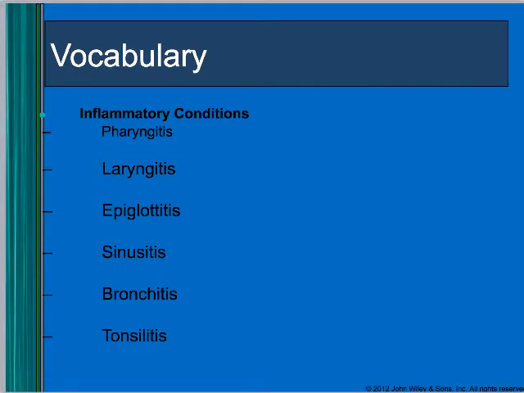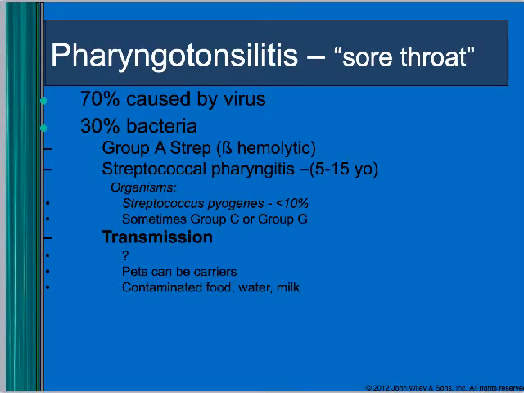Okay, there's a bunch of vocabulary words that I feel like you guys can figure out. There's a bunch of itises. Itis is inflammation. So we have pharyngitis, laryngitis, epiglottitis, sinusitis, bronchitis, and tonsillitis. Okay, we're going to start with pharyngitis, a sore throat.